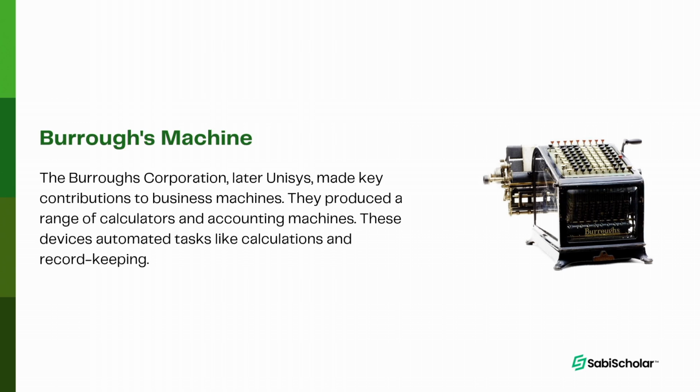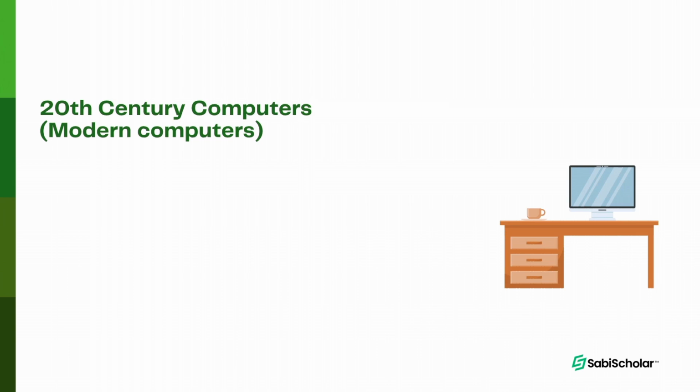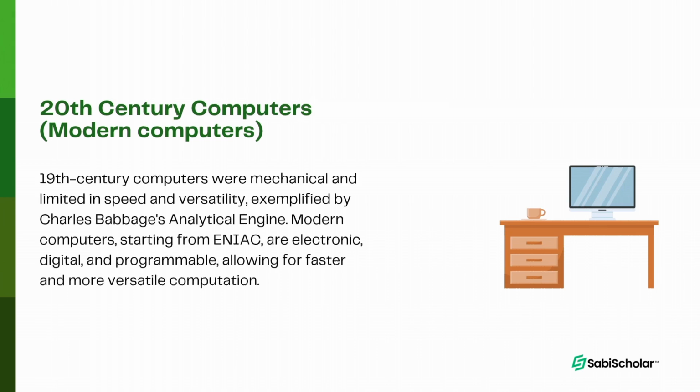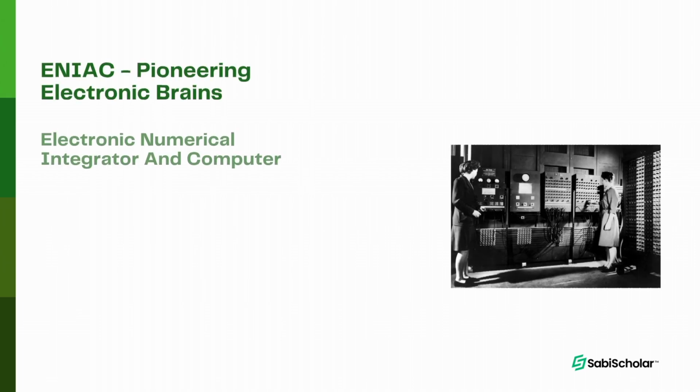So we're going into the 20th century, and the first device we're going to look at is ENIAC. It was called a device that was pioneering electronic brains. You may ask, what does ENIAC mean? ENIAC means Electronic Numerical Integrator and Computer. That was the full meaning of ENIAC, quite long.